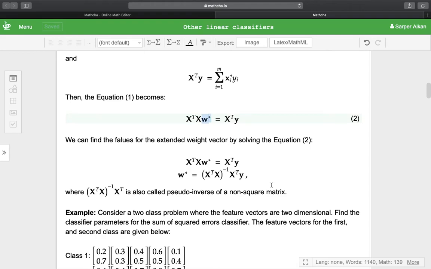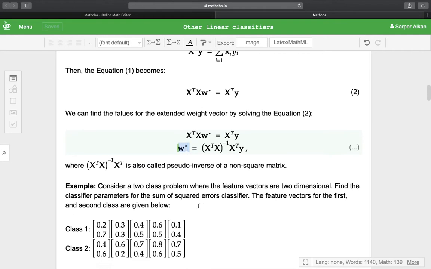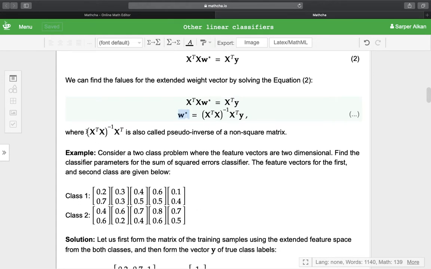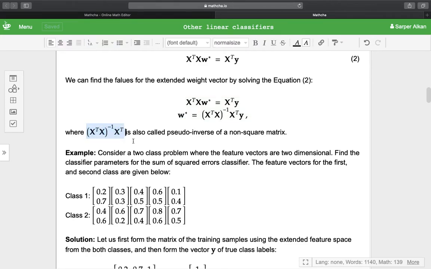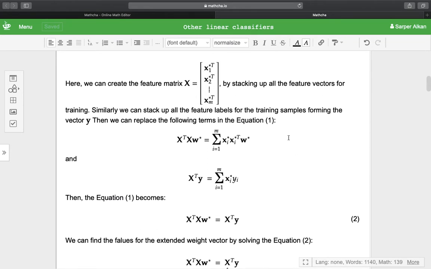How do we solve it? It's simple. We can simply get the inverse of this X transpose X matrix and multiply it with this side, and we get the w star vector, where X transpose X inverse times X transpose is also called the pseudo inverse of a non-square matrix, since our feature matrix is most likely to be non-square.